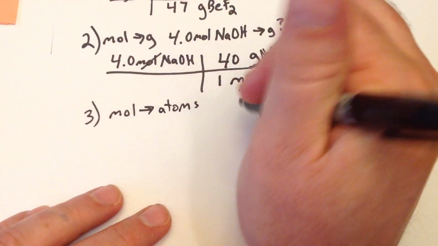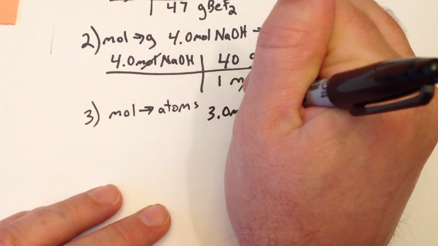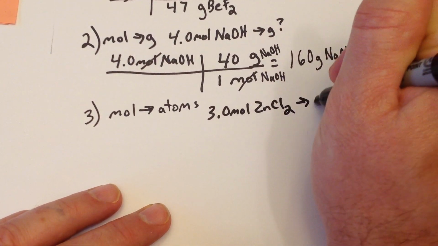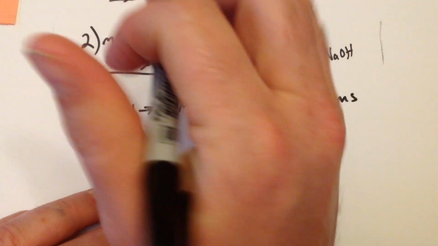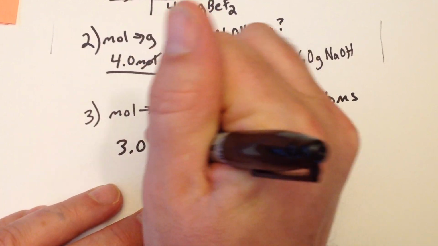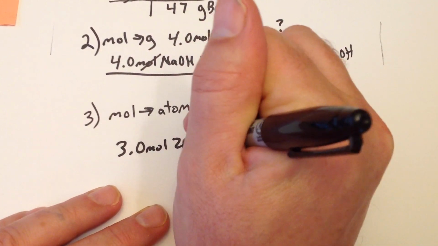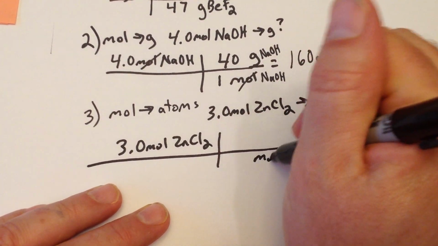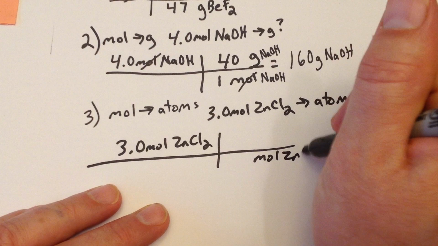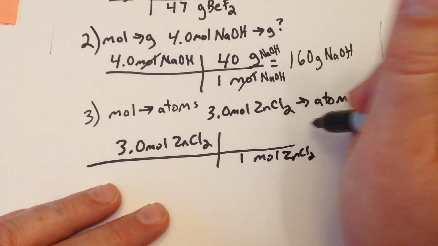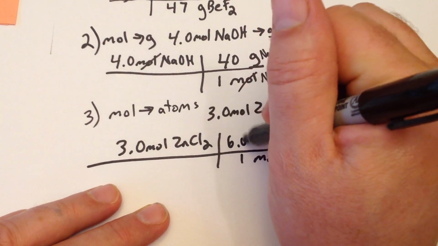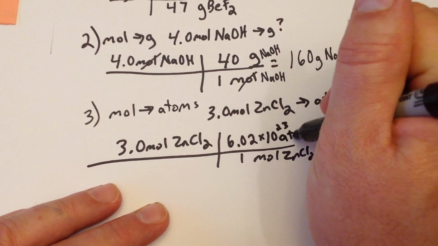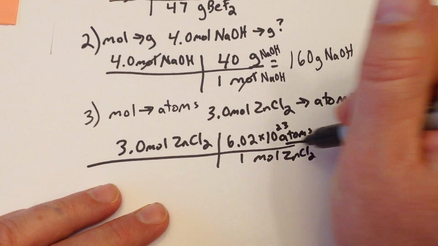Let's just use 3 moles of zinc chloride going to atoms. So once again, starting off with 3 moles of zinc chloride. And we know that moles have to go on the bottom. And 1 mole of zinc chloride equals 6.02 times 10 to the 23rd atoms of zinc chloride.